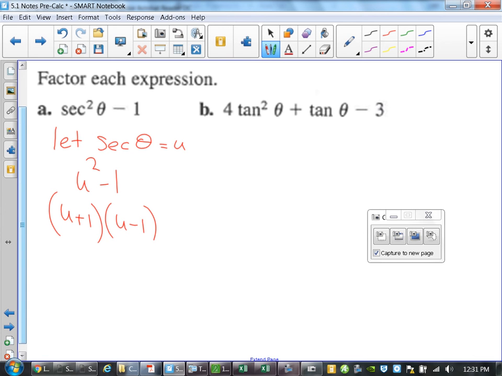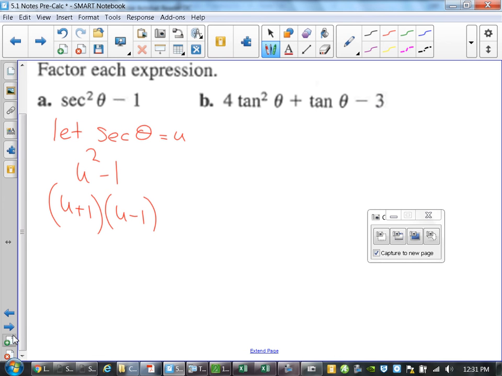It's like x squared minus 1. x plus 1, x minus 1. And then what was u in the first place? Secant. You just put it back in. Like I said, you don't need to use that. And there's your factored form.